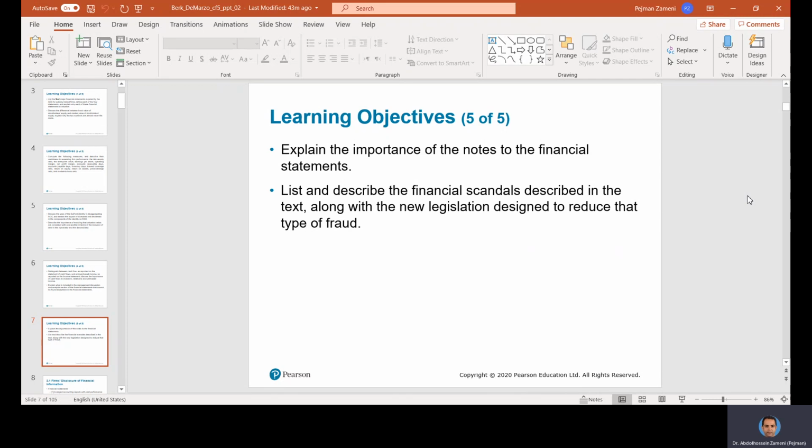List and describe the financial scandals described in the text along with the new legislation designed to reduce that type of fraud.